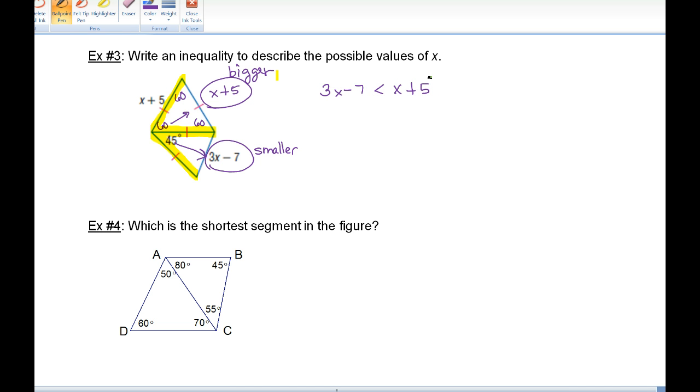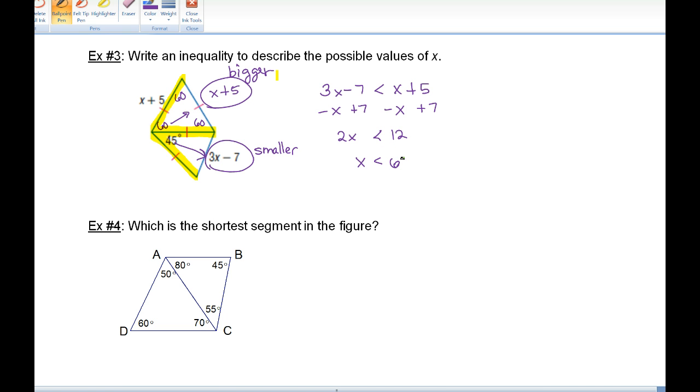Let's hold off on the other inequality for the moment. Let's just subtract x. We get 2x. Let's add 7 at the same time. So we get 2x is less than 12. x is less than 6. Now, that's only half of my inequality.